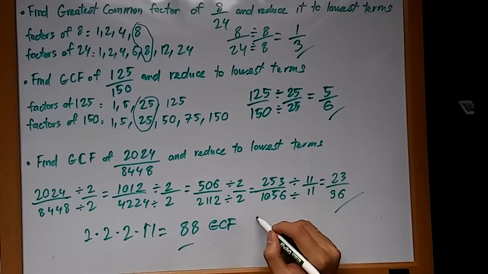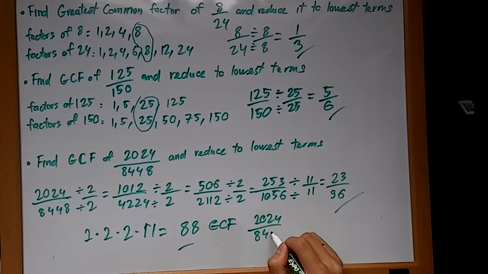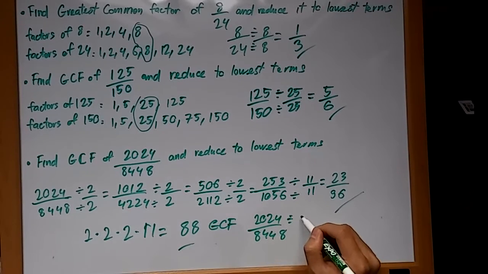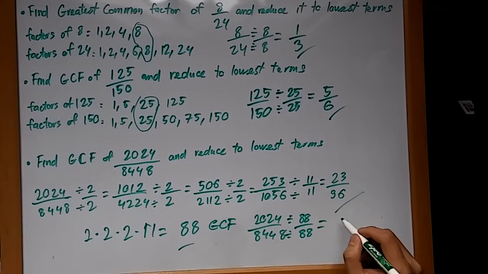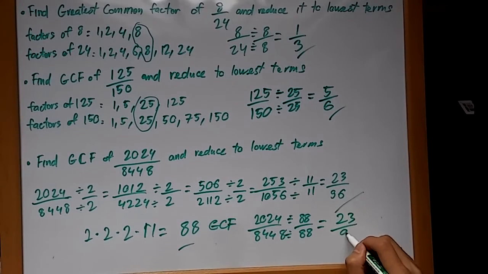And you can check that by taking the original fraction and dividing it by the greatest common factor, and you should get the lowest terms.